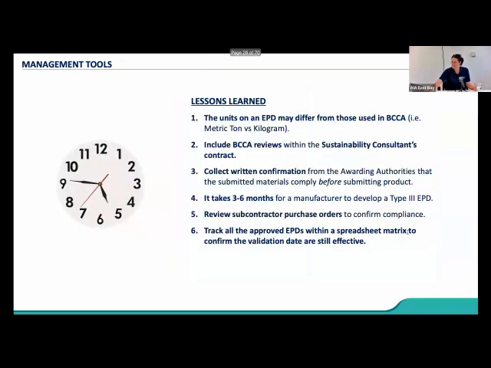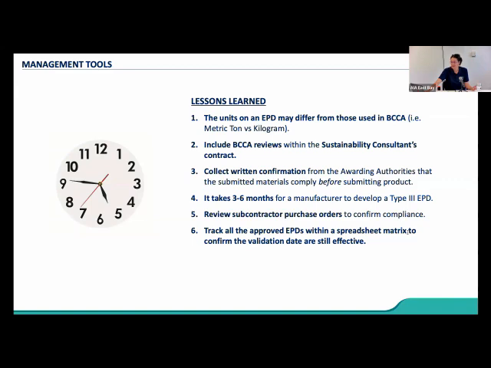Some lessons learned, and I'll try and keep this quick, but keep in mind that the units on an EPD may be different from those that are used within the Buy Clean California regulation. You know, maybe it's pounds versus kilograms or tons versus kilograms. It's really important to just double check that.